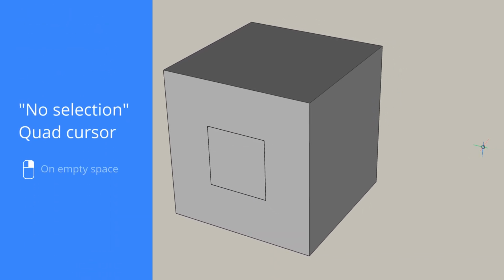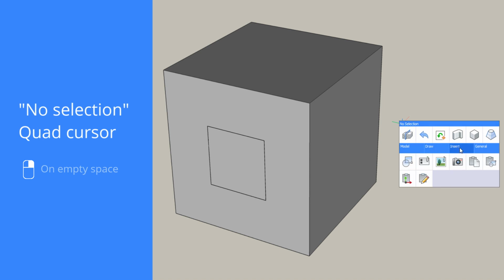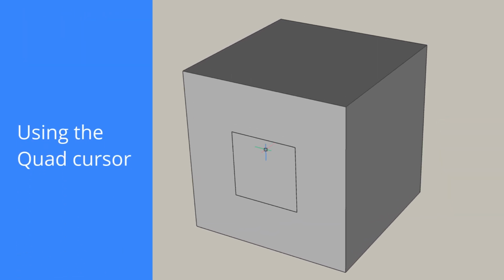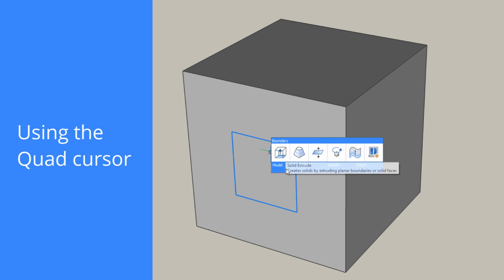The quad cursor is a context-sensitive tool panel. Right-click on any empty space on your screen, and you'll see the quad in its no selection state. Move your cursor onto the display icon, and the quad expands. The most relevant commands are on the top bar, and the pull-downs will show all available commands by category.